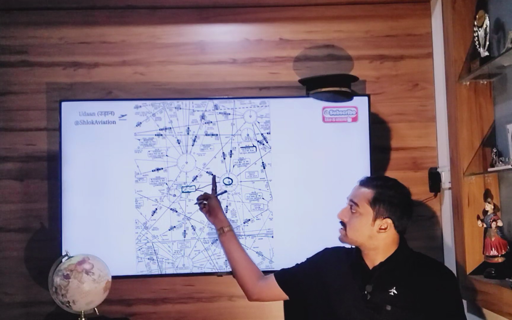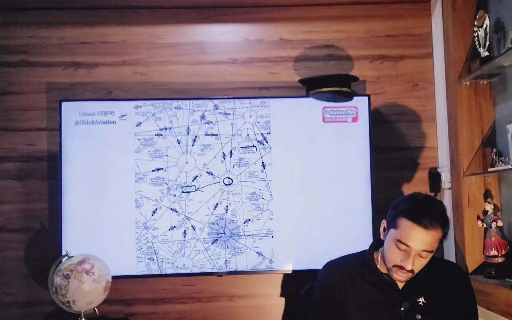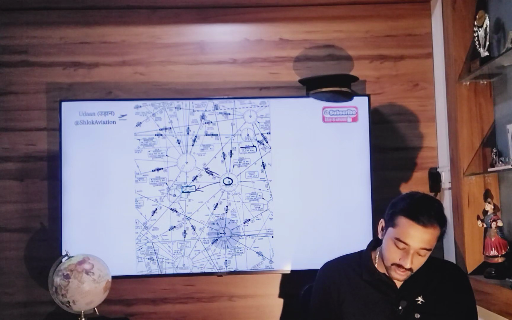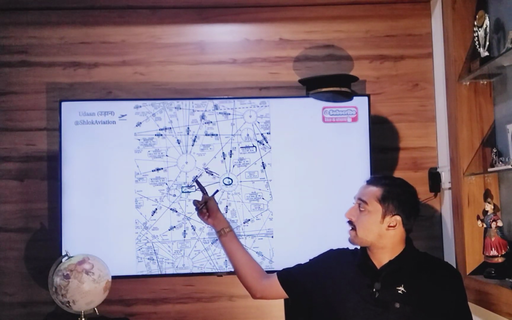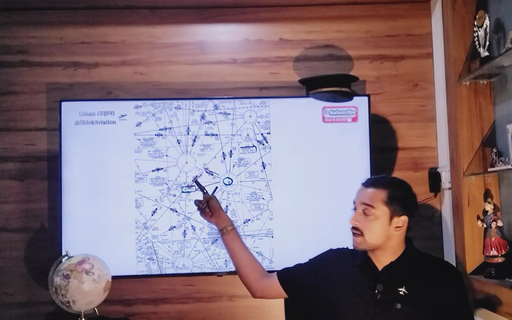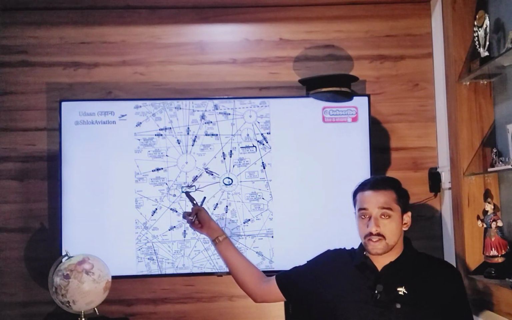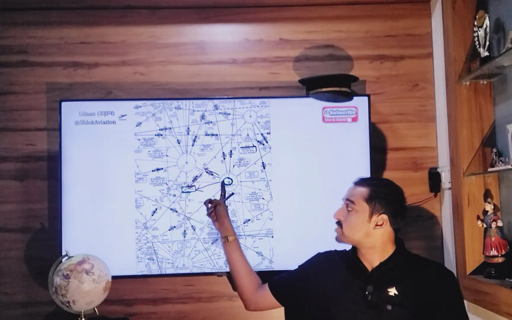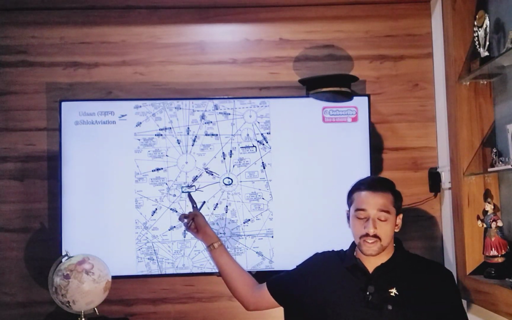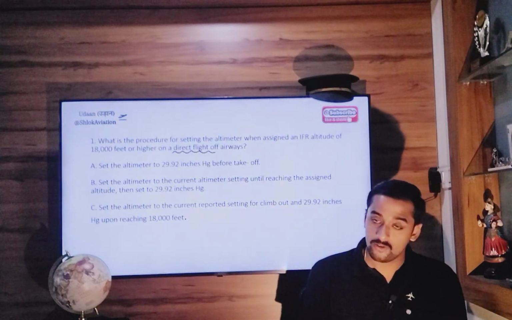you can fly this airway, that is Victor 227, then make a left turn, fly this airway, make a left turn, follow Victor airway 173 and come down to Cooks. So when you fly off airway, that means you're not following a particular airway, you just fly a direct track to Cooks. That is what they have written: a direct flight off airways.